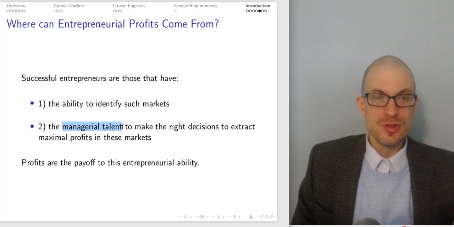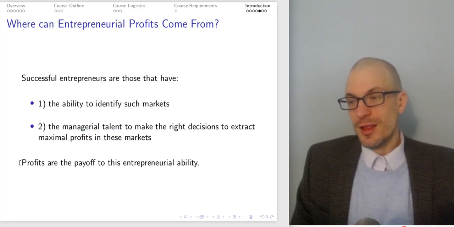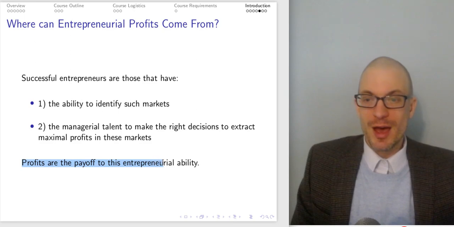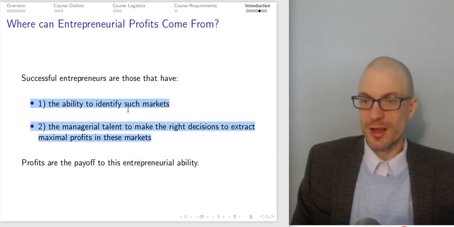And the question is, are these people the right people for this idea? Is it a good idea? And then do you have the ability to make it work, right? Ultimately, profits are the payoff to this entrepreneurial ability, which involves both of these elements.